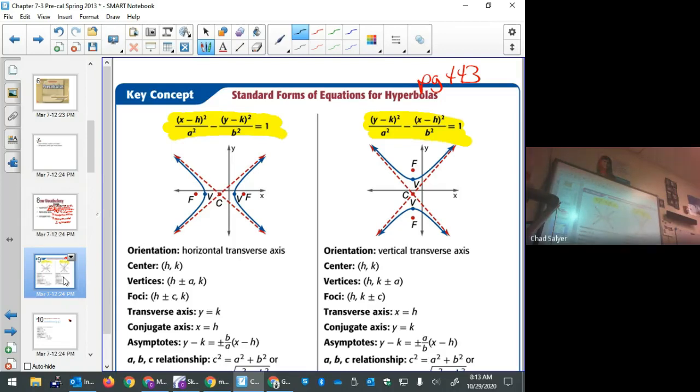So you must know that for a hyperbola, the terms will have different signs, and which one is negative determines the orientation. So if it's a negative y, it's left, right. If it's a negative x, it's up, down.